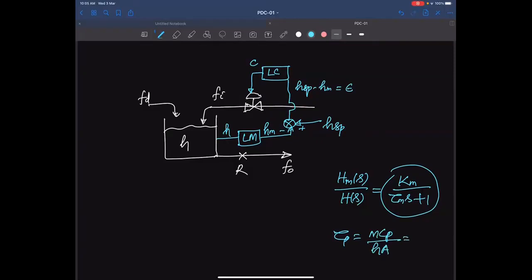Likewise, for a level system also you can connect. So this is about the measurement and this is the actual variable. H is the actual value of the height, and Hm is the measured value of the height. I will clear this; it is not needed now.